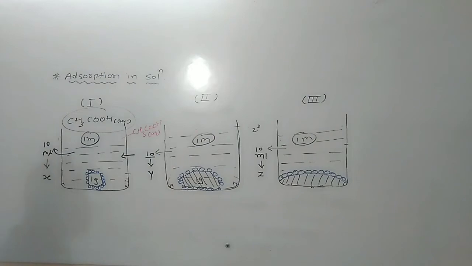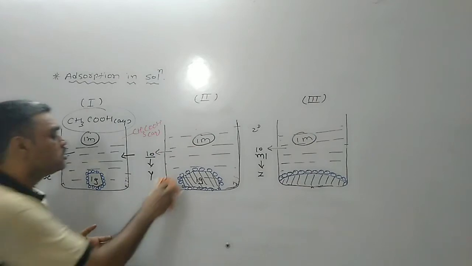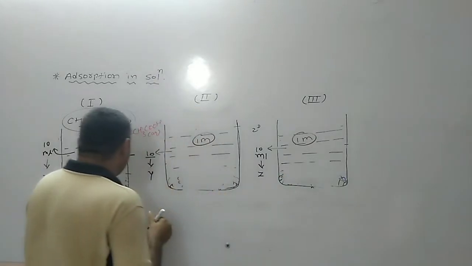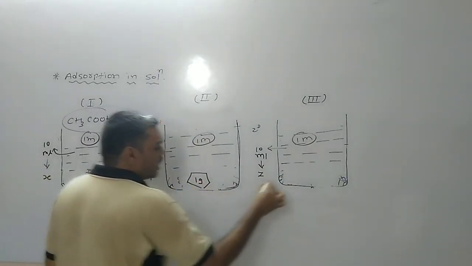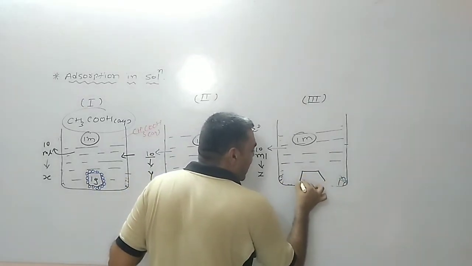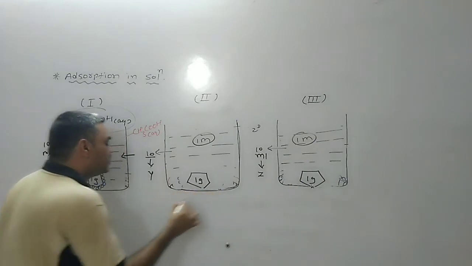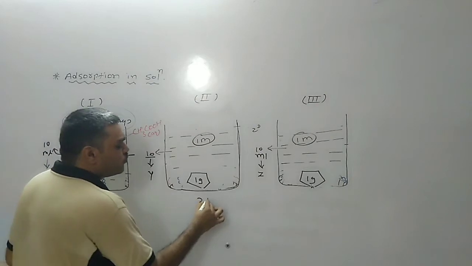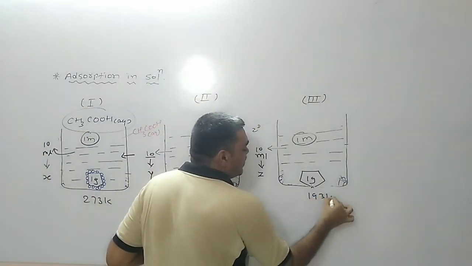Second, we will consider the temperature. You will find that as temperature increases, the adsorption rate decreases. The same molar solution we will take, and the same type of piece of coal, 1 gram charcoal with the same surface area, and we will take different temperatures. Suppose here 273 Kelvin, here 244 Kelvin, 193 Kelvin temperature is taken.